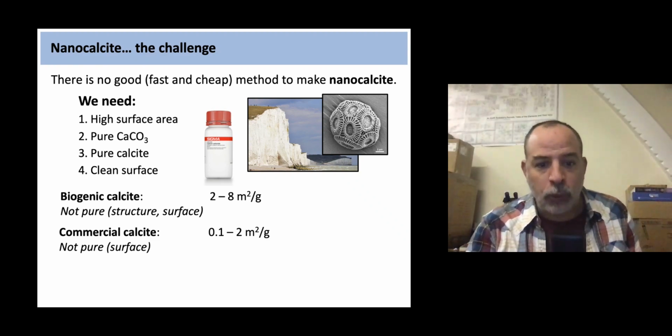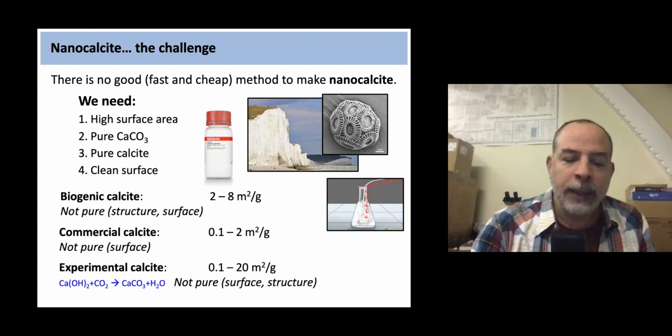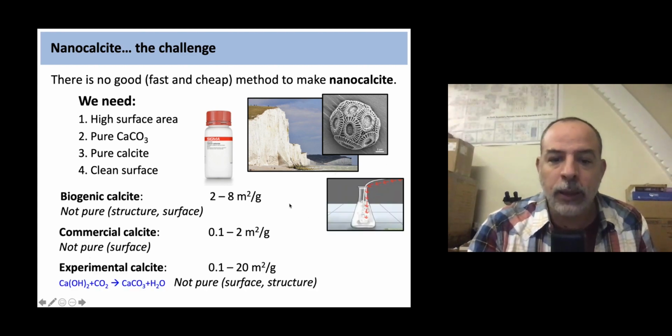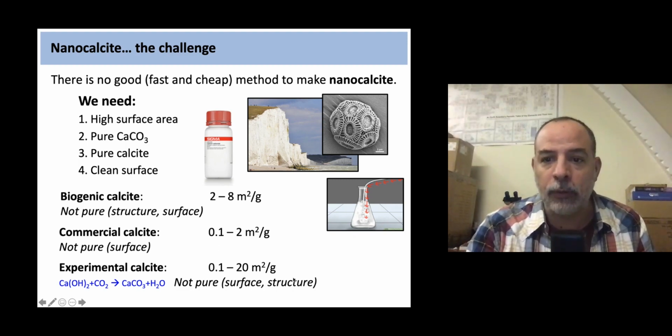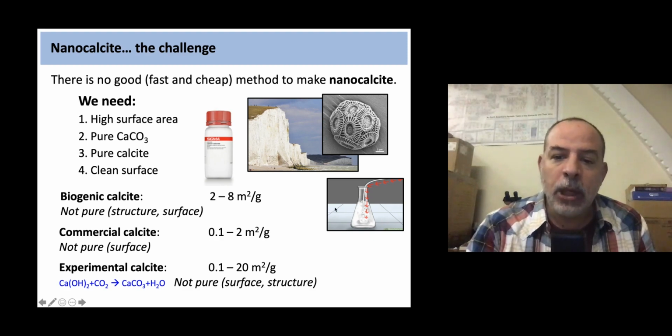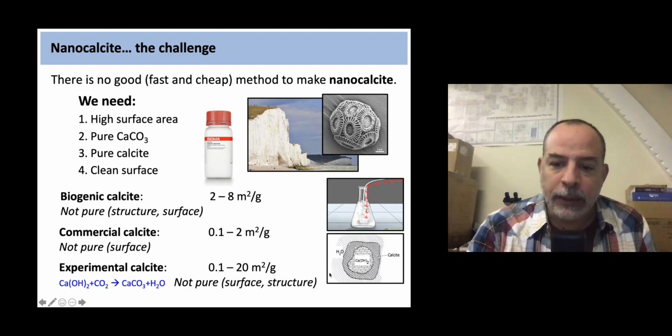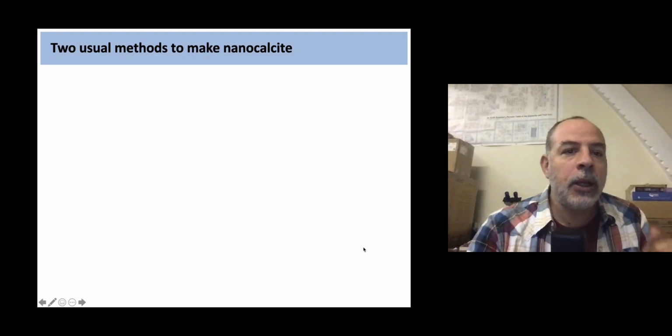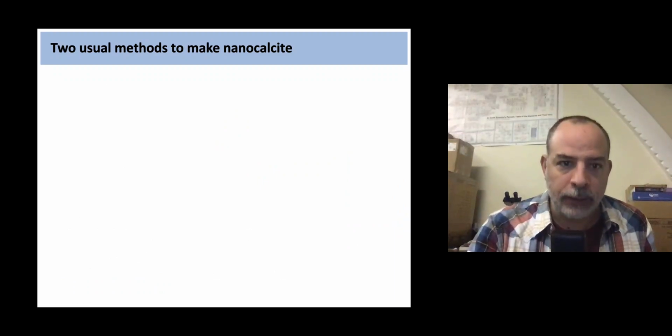There are methods to produce nanocalcite. The typical one is by bubbling CO2 in a solution with calcium hydroxide, and yes, sometimes you can produce nanocalcite. There is a problem of reproducibility, but very often the problem with this method is that you produce nanocalcite, but inside the grains you still have some remains of calcium hydroxide. So essentially, the usual two methods are problematic.